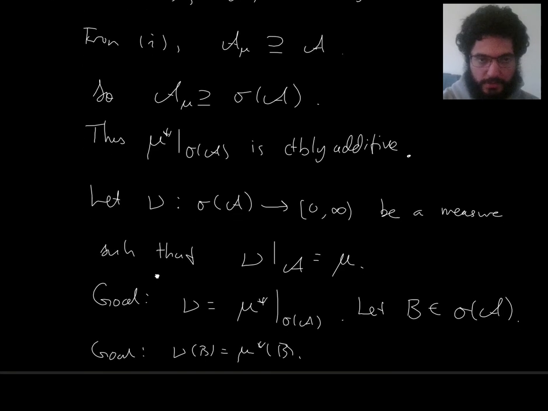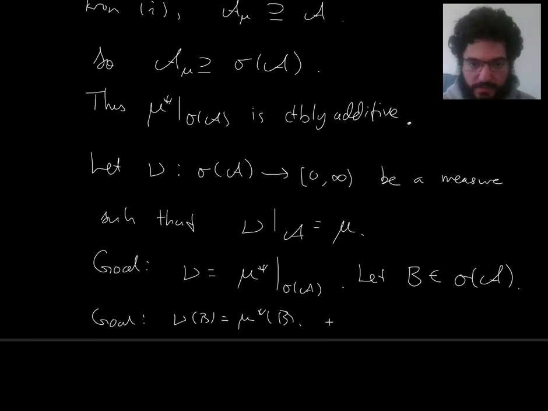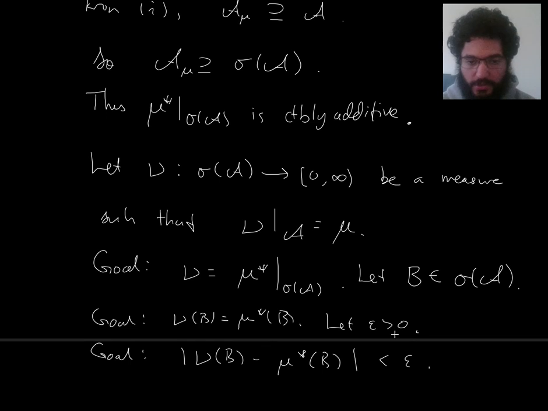So to prove this equality, I will start with an arbitrary epsilon greater than 0. This is going to be kind of helpful for managing different estimates. So the ultimate goal is going to be to show that the absolute value of nu of B minus mu star of B, so the distance between these two real numbers, is less than epsilon. And our goal is to show that this is true for arbitrary epsilon, so that then this difference must be 0. So this must equal this. So that's our goal.